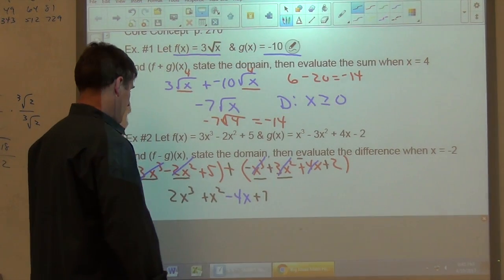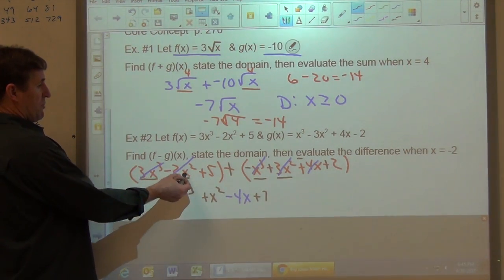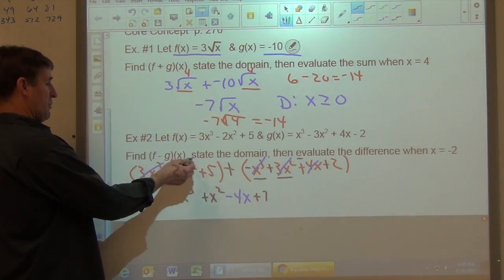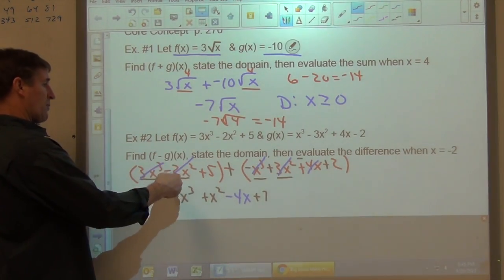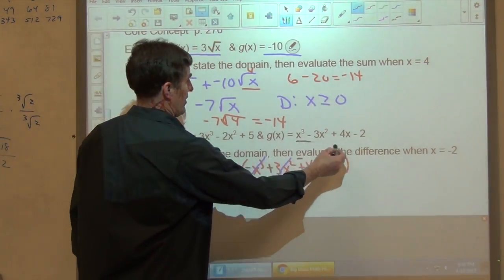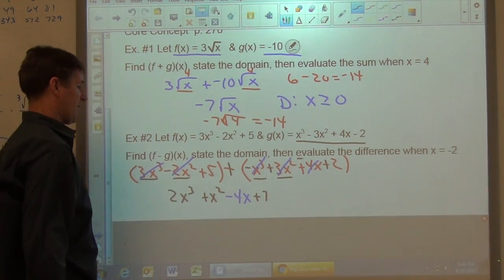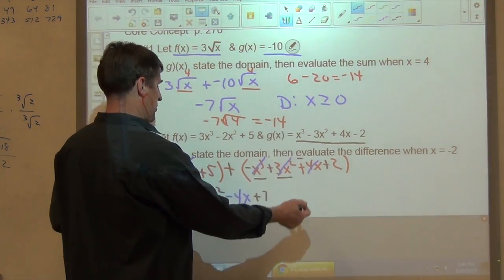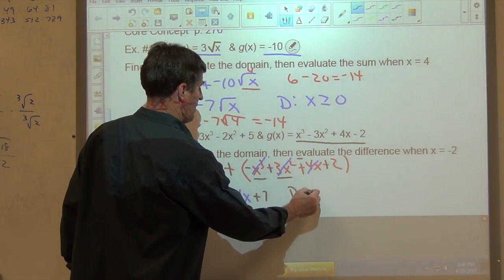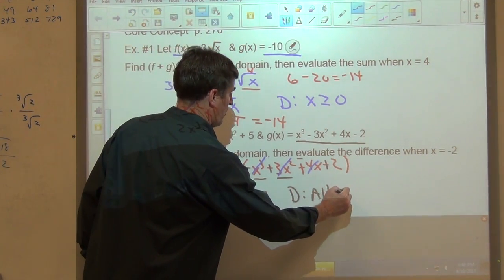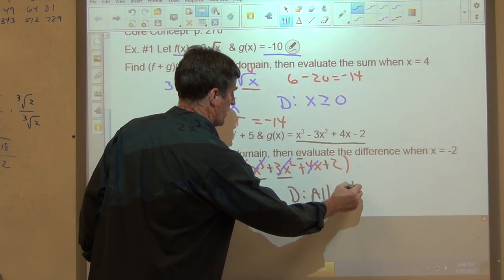Our domain, again, because it's x cubed, it's just an x squared. We can put anything in for x, so the domain here would be all real numbers. The same thing here. There's no restrictions on what we can put in for x. We can put positive, negative. So the two together, the domain would be all real numbers.